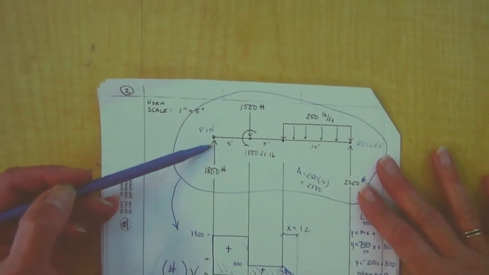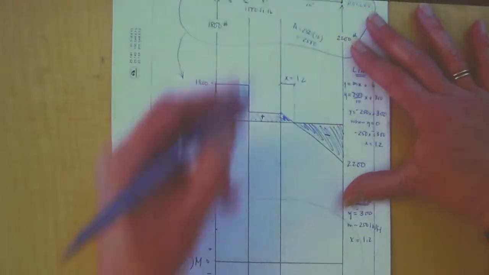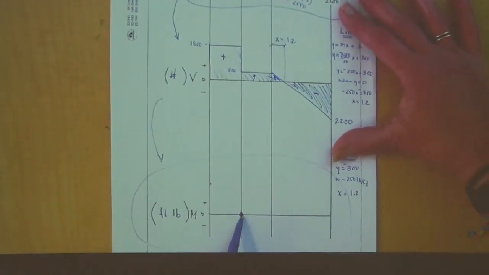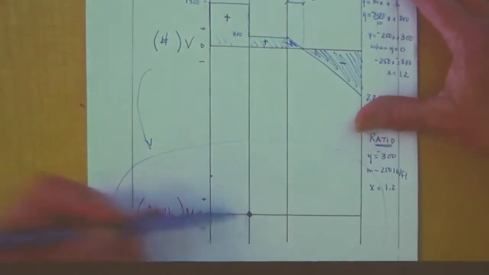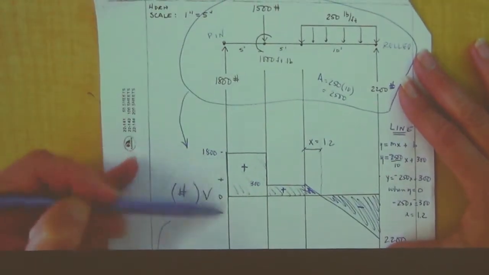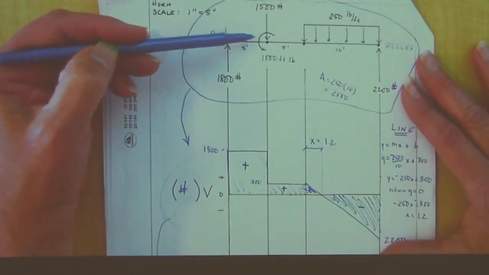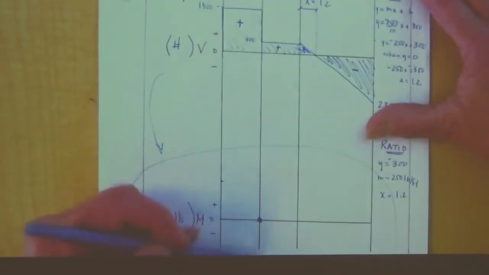A concentrated moment. So I have to remember that at this spot, I have to make sure, what happens at this spot? Concentrated forces cause me to go directly up and down. What do you think a concentrated moment causes you to do? Go up or down.